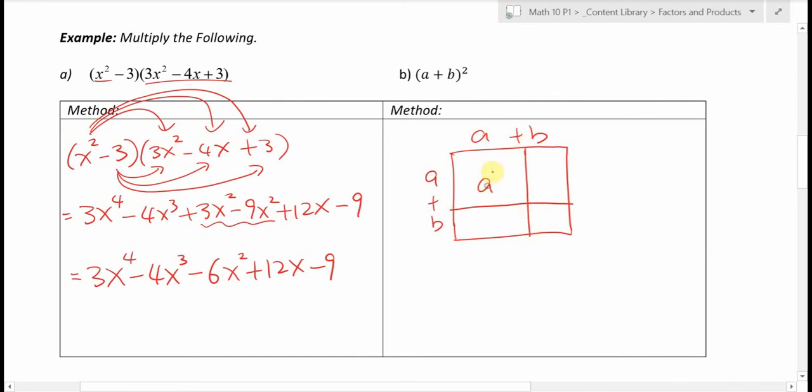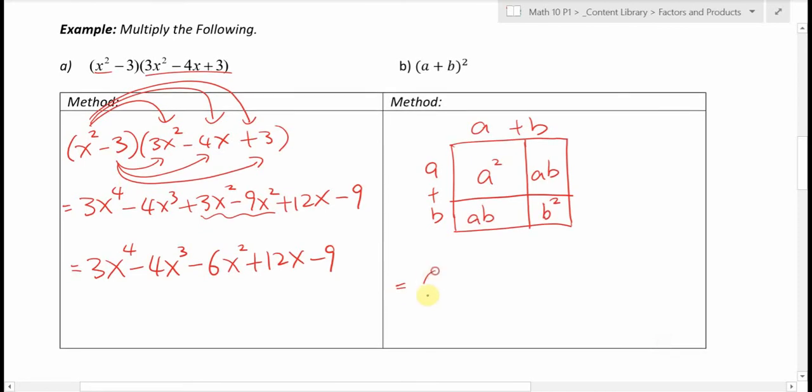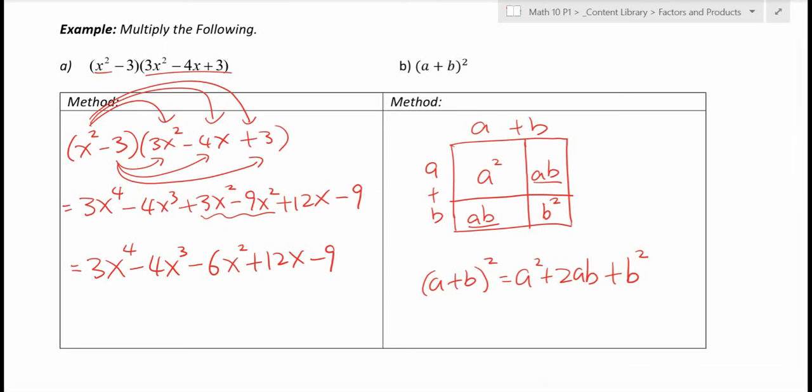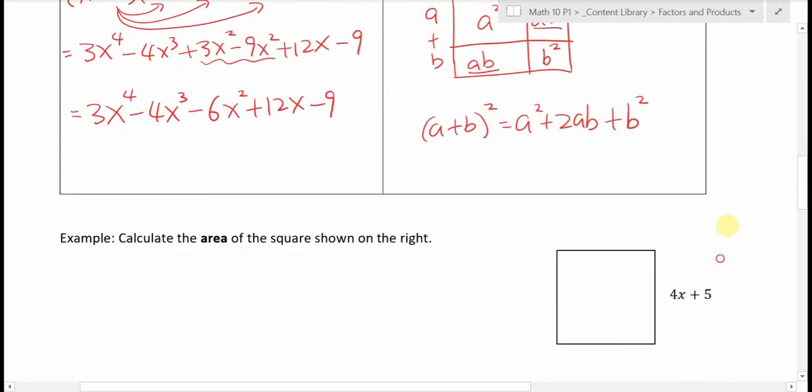Okay, so a times a is a squared, a times b is ab, a times b is again ab, and b times b is b squared. And therefore, if you multiply them together, oh, I shouldn't say equals there. I'll rewrite the question here. (a plus b) squared is then going to be a squared plus, you got ab and ab, so you have two of them, so 2ab plus b squared. Okay, so again, all these methods are valid. You just need to pick the ones that you prefer.